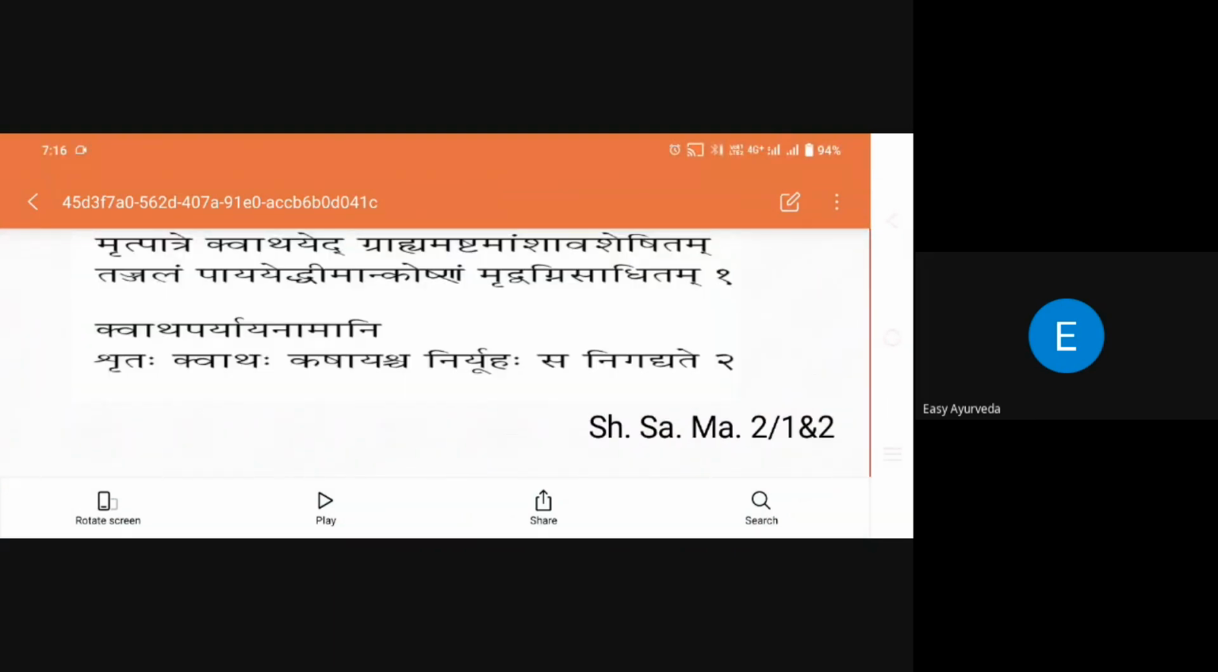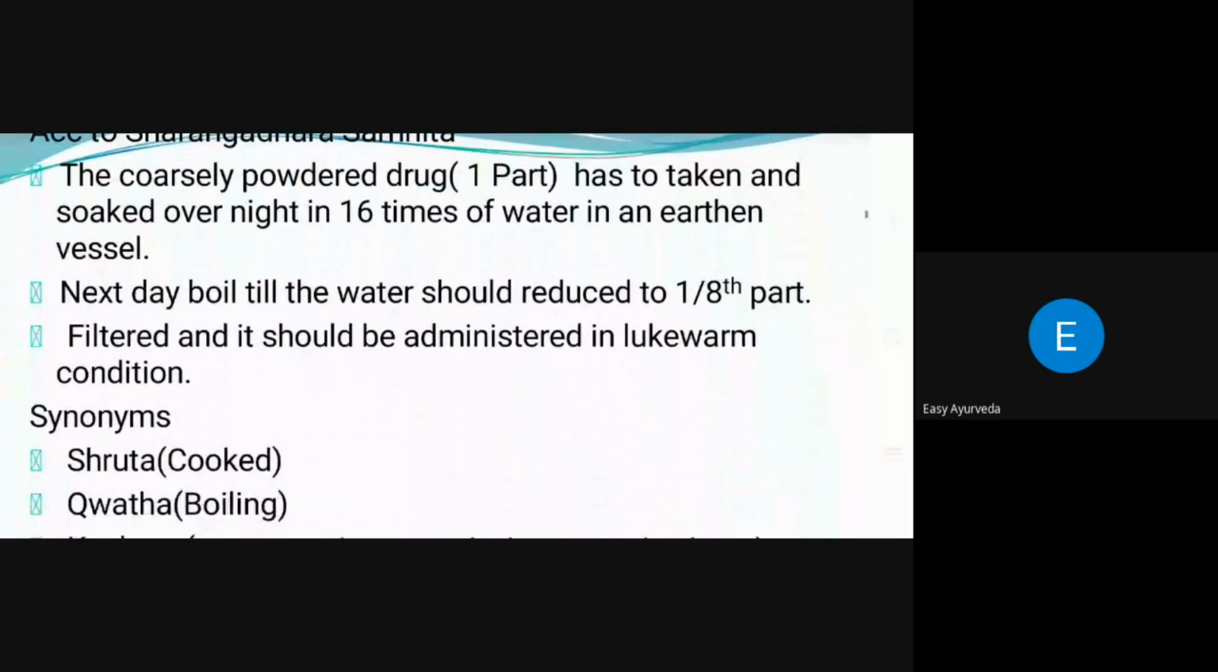The word Koshnam is telling us that it is not very hot, it is Sukoshna. Sukha Koshna means easily drinkable. That much heat should be there in it. Murdwagni Sadita, it has to be boiled on a mild fire.